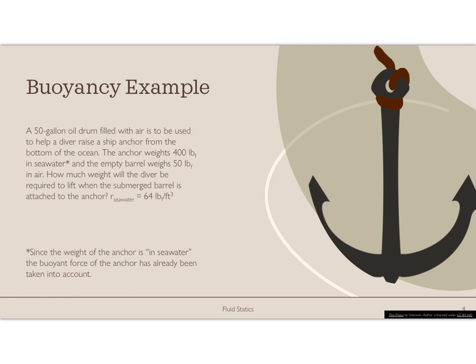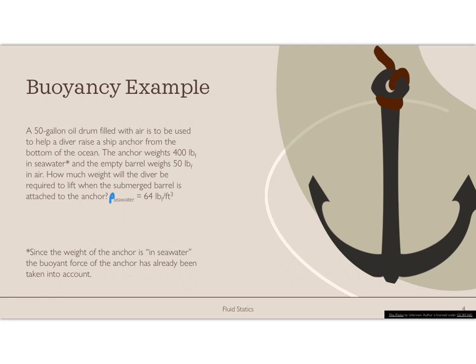Let's look at an example and see how we can apply that. So I have a 50-gallon oil drum filled with air, and it's going to be used to help a diver raise a ship's anchor from the bottom of the ocean. The anchor weighs 400 pounds in seawater, and the empty barrel weighs 50 pounds in air. How much weight will the diver be required to lift when the submerged barrel is attached to the anchor and the density of seawater is 64 pounds force per cubic foot?